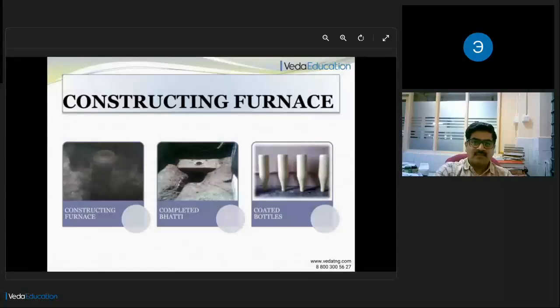Okay? So this powder, the bottle will be covered with a mud-smeared cloth. 7 layers of mud-smeared cloth will be covered. The bottle will be covered with such cloth, and that bottle will be kept inside the furnace.